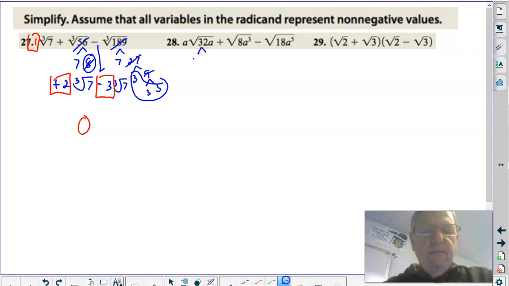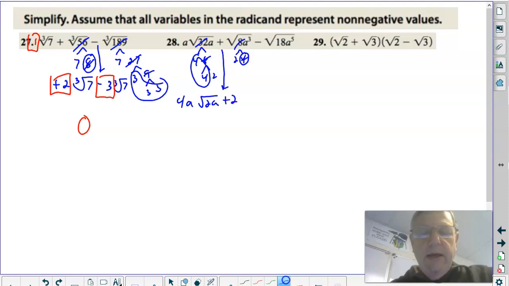32. 4 times 8 is 32, and 8 is 4 times 2. All right, 4 times 4, I get a 4 out. So this is a 4a times the square root of 2a. Second one, 8, 2 times 4. All right, square root of 4 is 2. There's my plus sign, right? I'm getting a 2 out. And notice the a cubed is an a squared times a. What's the square root of a squared? A. I'm getting an a out. What's left in? Square root of 2a.